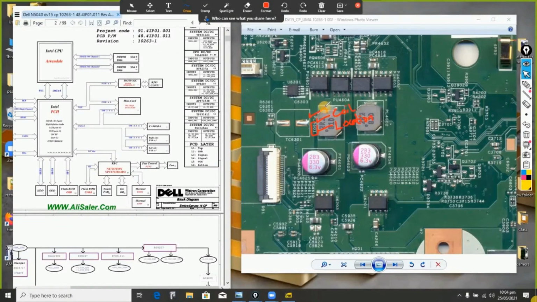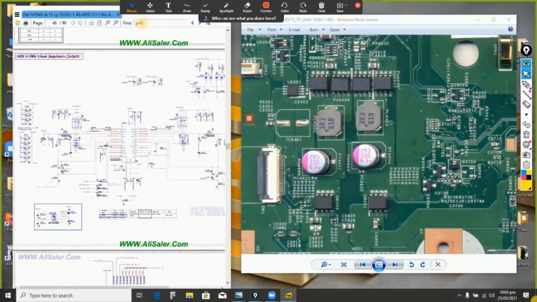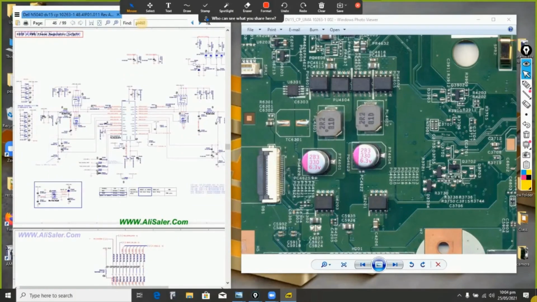And LA means power, PWR. So what do I have here? I have PL4601. If I come here and type in PL4601, I will check what is the voltage I should have on this coil.